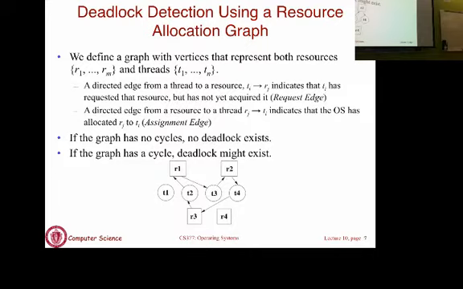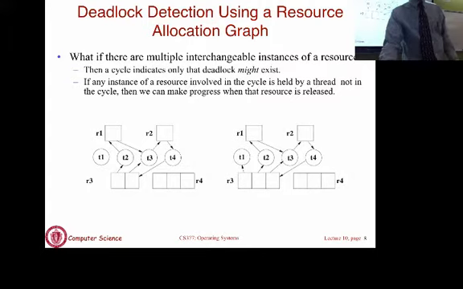One way we are going to address this is to simply take our resource allocation graph and run a cycle detector. But now I'll also show you an example where just because you found a cycle in the graph doesn't mean that you have a deadlock. This is why it was a necessary condition, not a sufficient one.